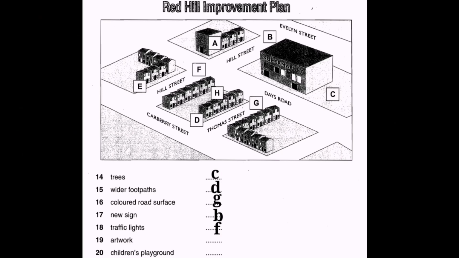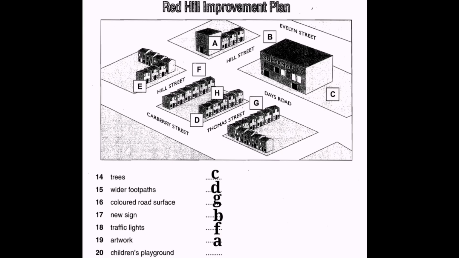So in the audio, we have listened that an artist will incorporate that story into paintings on the wall of the building on the other side of Hill Street from the supermarket. So on the map, we can see that on the side of Hill Street there is a building, and it is also opposite the supermarket. That is option A. So A is the artwork. So we can write A in front of question number 19.